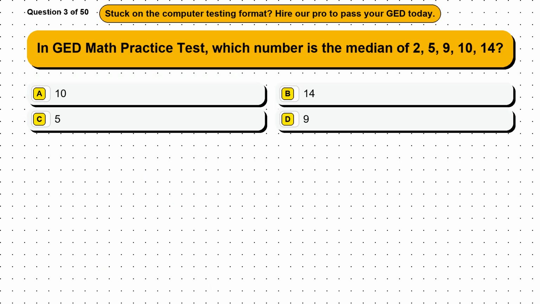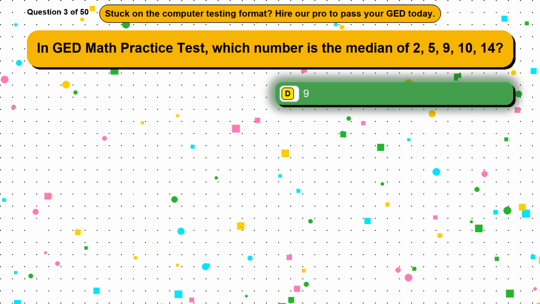Question 3. In GED Math Practice Test, which number is the median of 2, 5, 9, 10, 14? Option A, 10. Option B, 14. Option C, 5. Option D, 9. The correct answer is option D.